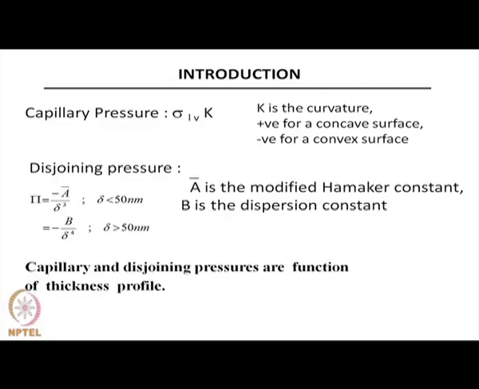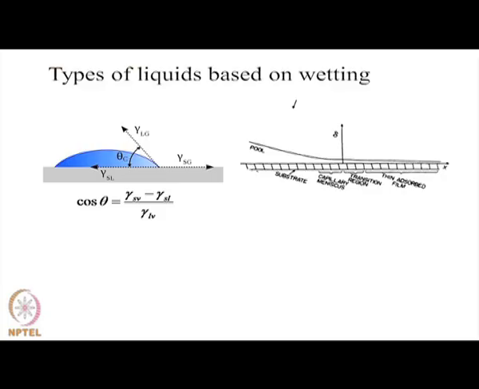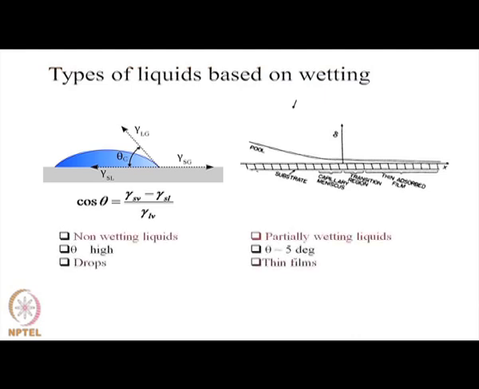So, what it tells us simply is that the capillary and the disjoining pressures are functions of the thickness profile. So, if we could measure the thickness of a very thin film accurately, then we would be able to obtain the value of the disjoining pressure or the value of the Hamaker constant.